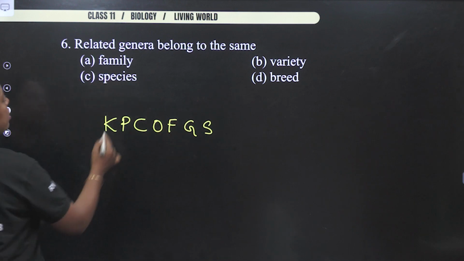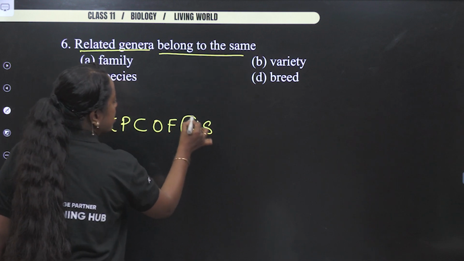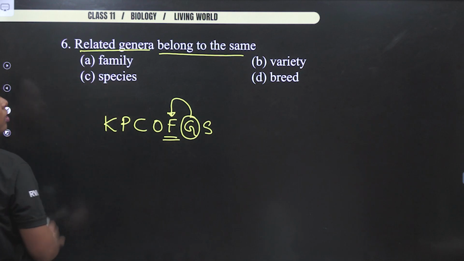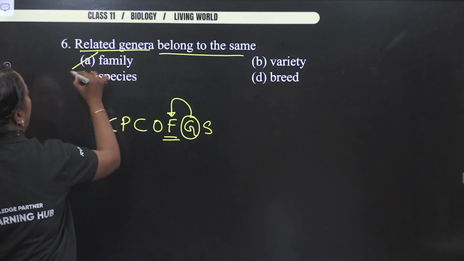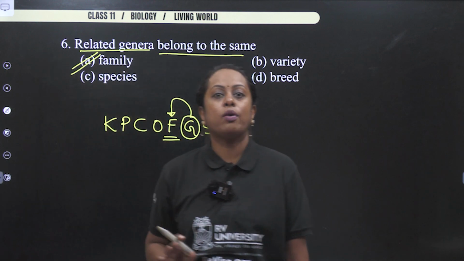Now let's see the question. Related genera belong to the same... belong to the same family. So your answer becomes what? Option A, family. So I hope you understood how to solve the question.